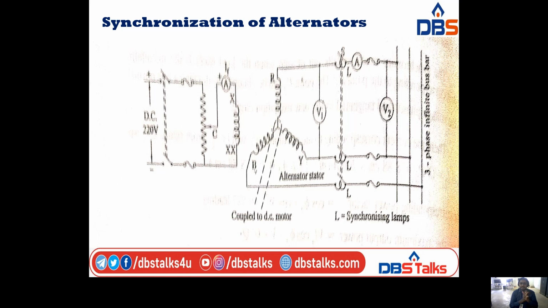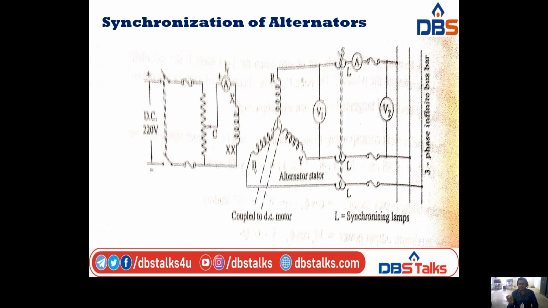Here I am taking an alternator, and this alternator is connected to the three-phase infinite bus bar through a switch S. The alternator has a three-phase connection, that means the three-phase terminals R, Y, and B. It consists of a three-phase stator, and it is coupled to a DC motor. It also has three lamps, and two voltmeters V1 and V2, and an ammeter A.